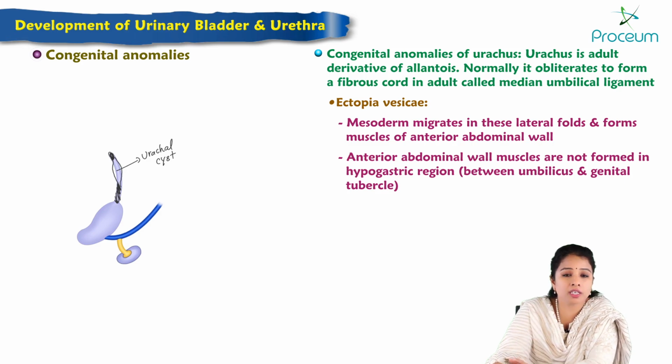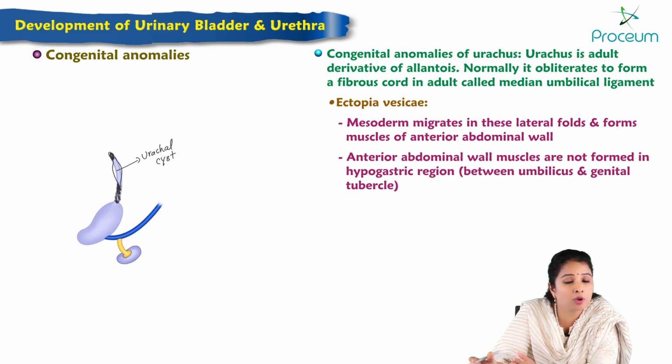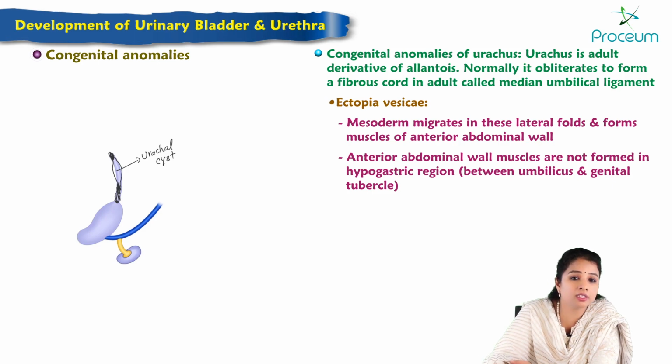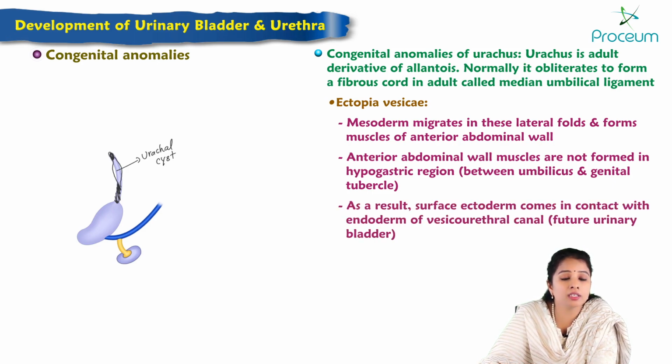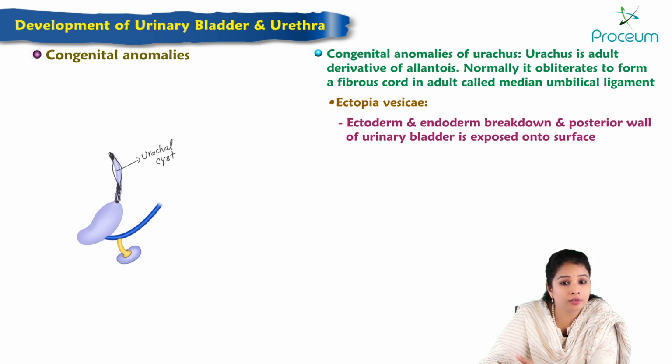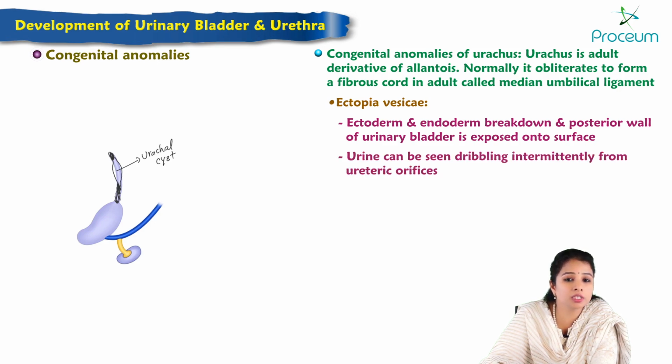So, in ectopia vesicae, what happens? The anterior abdominal wall muscles are not formed, especially in the hypogastric region between the umbilicus and the genital tubercle. As a result, the surface ectoderm comes in contact with the endoderm of the vesico-urethral canal, which is the future urinary bladder. The ectoderm and the endoderm break down and the posterior wall of the urinary bladder is exposed onto the surface. The urine can be seen dribbling intermittently from these ureteric orifices. So, that is about ectopia vesicae.